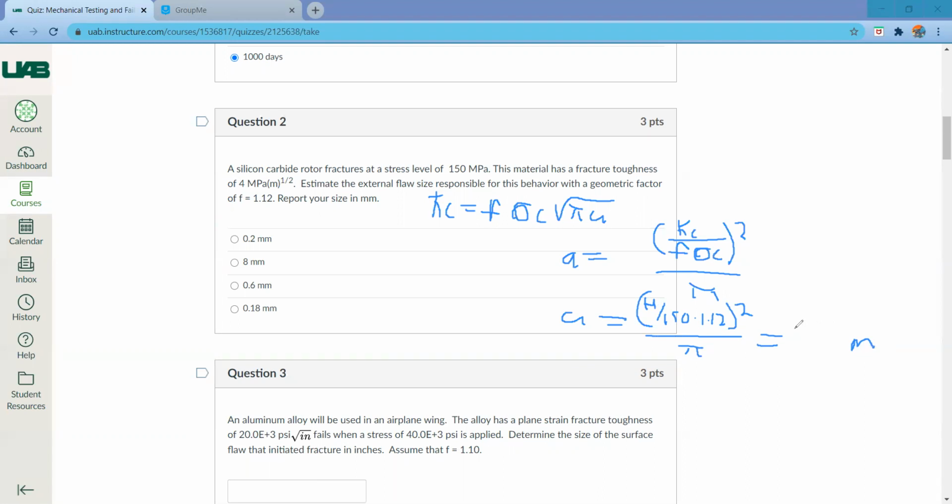So I got 1.88 e to the negative 4. To convert from meters to millimeters, multiply by 1,000. I get 0.18 millimeters, so our answer here is going to be 0.2 millimeters.